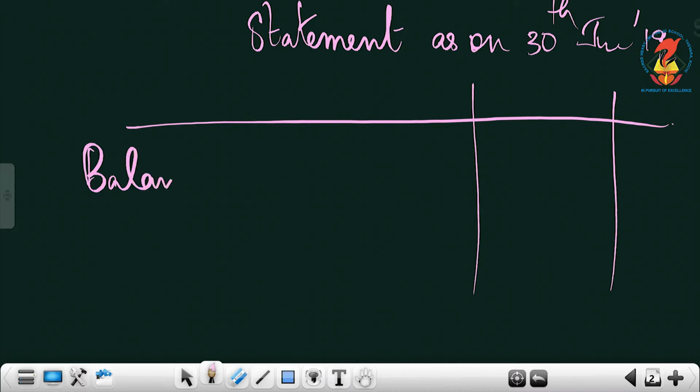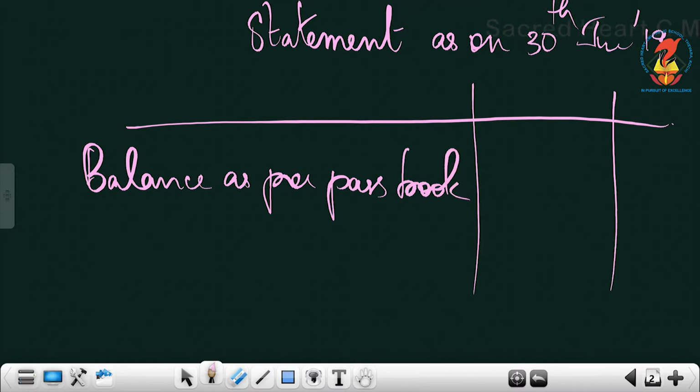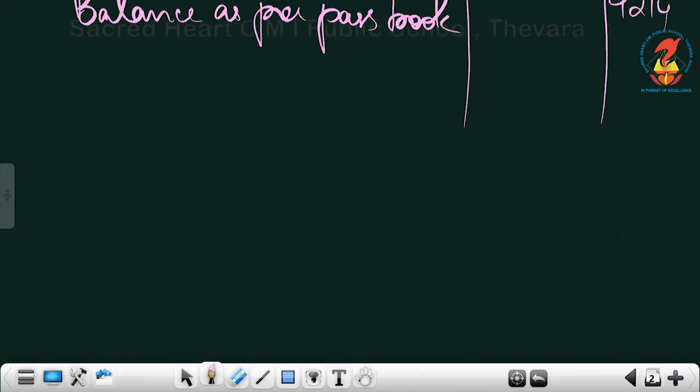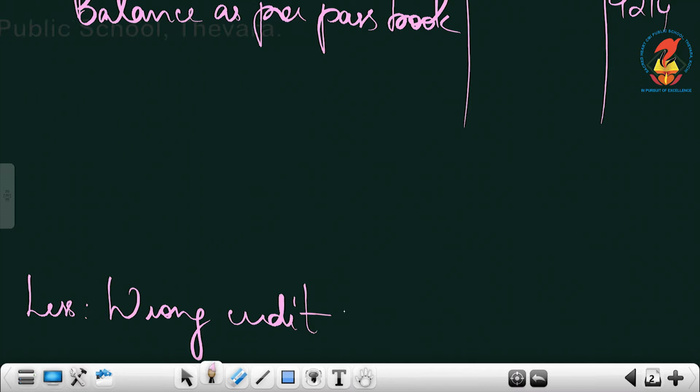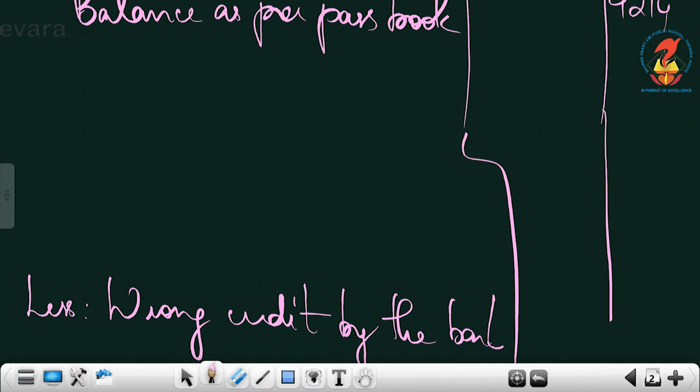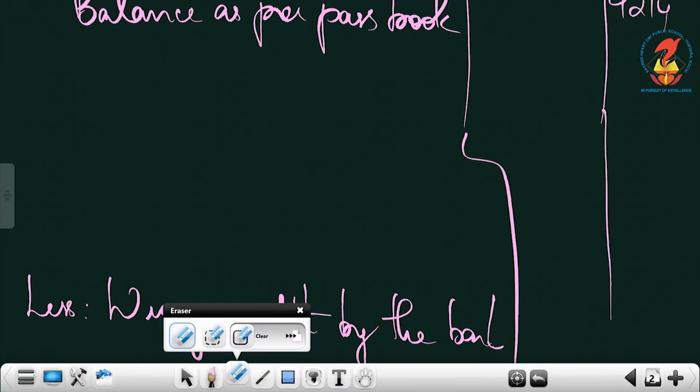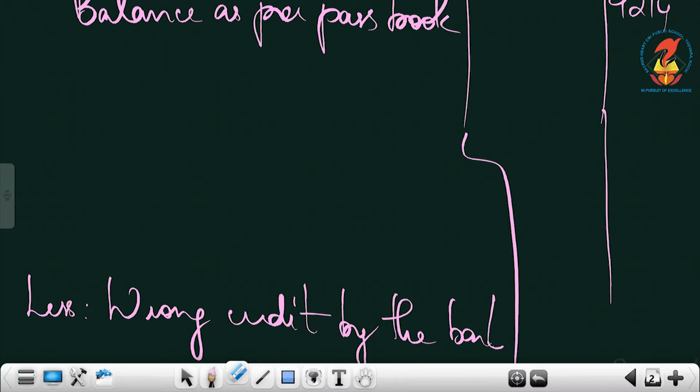So write the first item, that is balance as per passbook. In the outer column you can write the amount, that is 9,214. Leave space for writing add items. Now we can write the less. What was the item? Wrong credit by the bank. The amount is 1,650. So this is an item to be deducted, so within brackets you write.